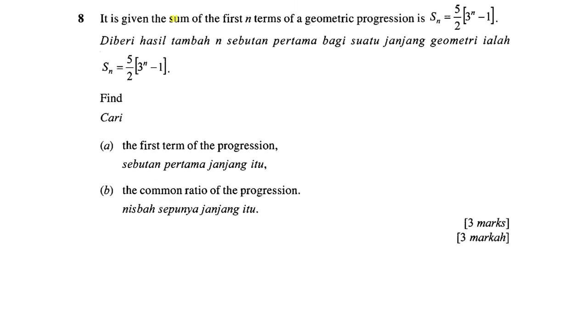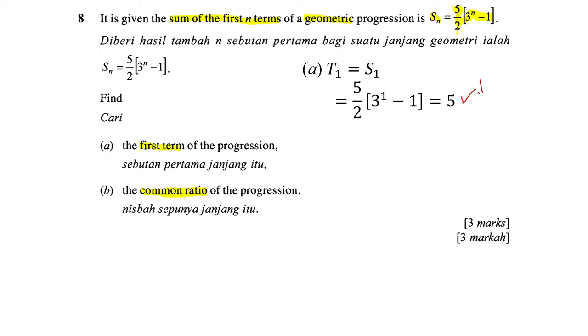Let us look at SPM 2014. You are given the sum of the first n terms, Sn, and this time it is a geometric progression. The formula given here is 5 over 2 times 3 to the power of n minus 1. The question is, find the first term and find the common ratio. How am I supposed to find the first term? Sub n equals to 1. Substitute the 1 inside. T1 equals S1. 5 over 2 times 3 to the power of 1 minus 1. So we get 5. We get our first term. That will give you the first mark.